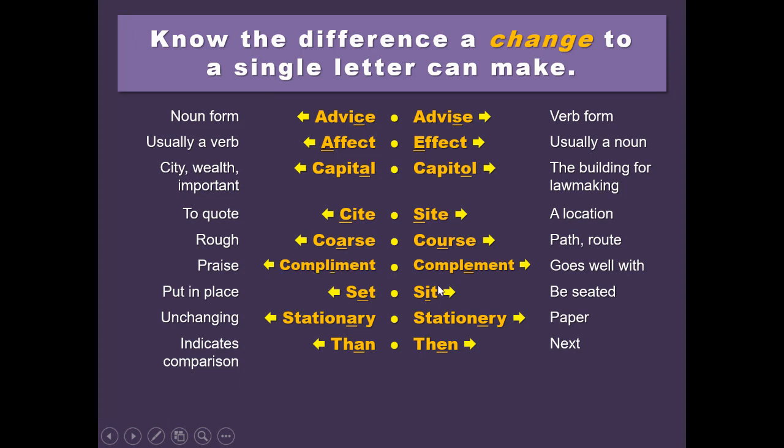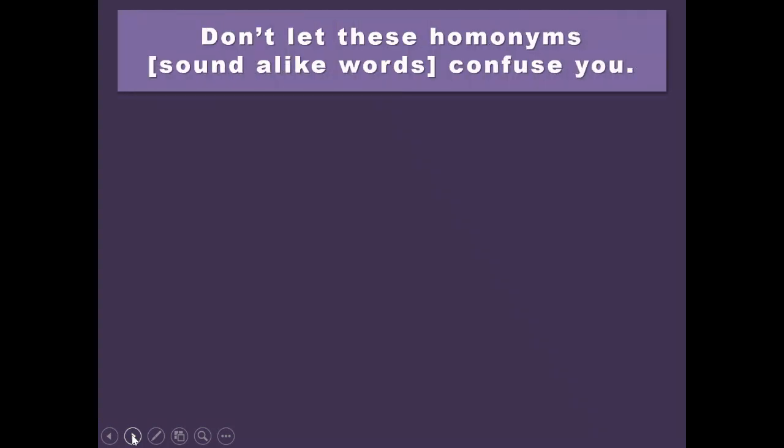Cite and site, and then complement and compliment. Compliment with an I means praise. Complement with an E, it goes well together, like chocolate ice cream. A nice complement to that is hot fudge. And then and than is also one that sometimes people mess up on. Yes, why is English so complicated?